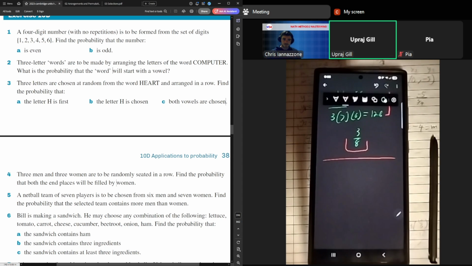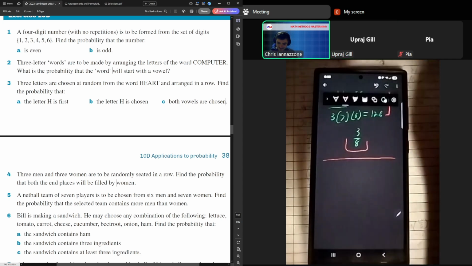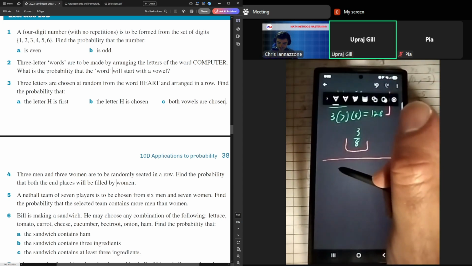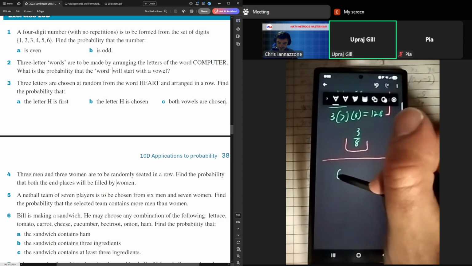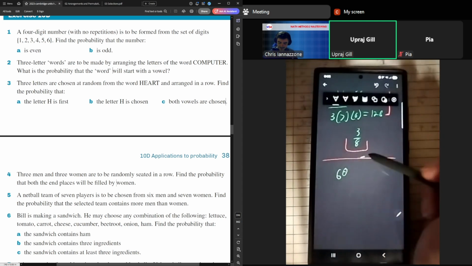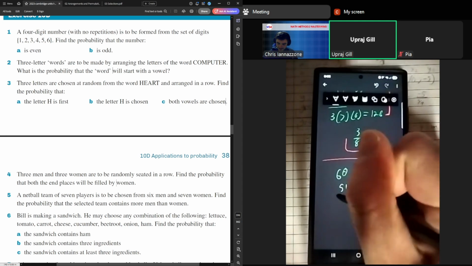Chris, is the probability 3 out of 10? It is 3 out of 10. Got it. I'm keen to hear the approach. So first I did the total possible outcomes using the permutation equation. So 5 factorial over 2 factorial, which gave me 63 letter arrangements.